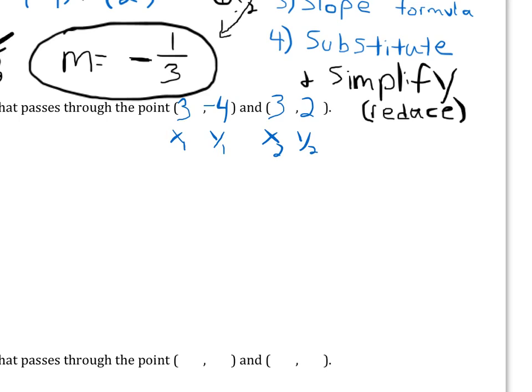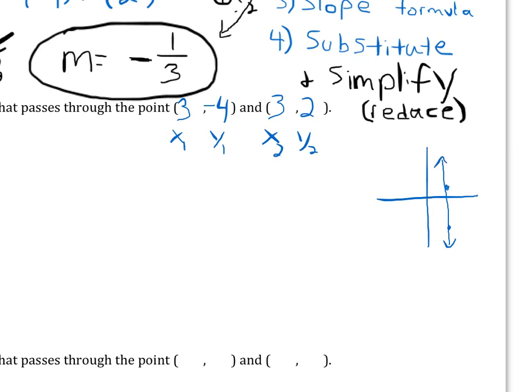All right, step number 2 is the rough sketch. So I'm going to come over here and do a rough sketch. So point 3, -4. Well, I would go right 3 and then down 4. So it'd be about right there. Okay? 3, 2. Well, right 3, up 2 would be about right there. If we connect these, what do you notice about this line?